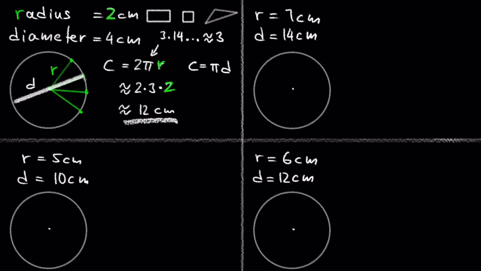Let's look at the next example where we have a radius of 5 centimeters. Again, first we write down the formula for the circumference and then we plug in the 5 for the radius. So 2 times 3 is 6, times 5 is 30. So the circumference of this circle is approximately 30 centimeters.